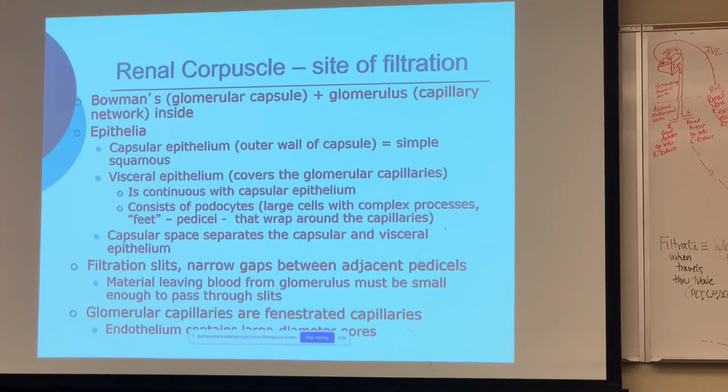So plasma proteins should not be leaving the blood. You should not have plasma proteins in your urine. And this is why they check your urine for protein. You shouldn't have albumin in there. Sometimes you do. If you have albumin in your urine, that could mean a variety of things.